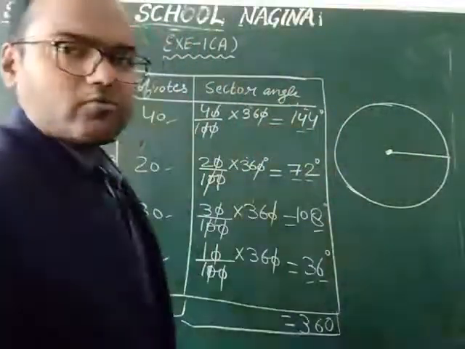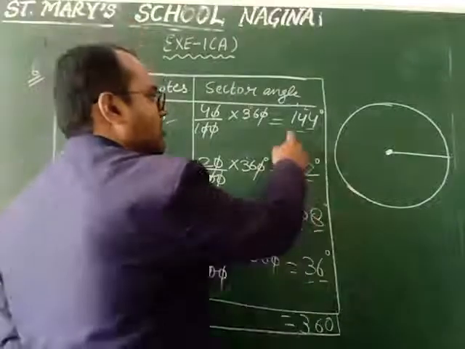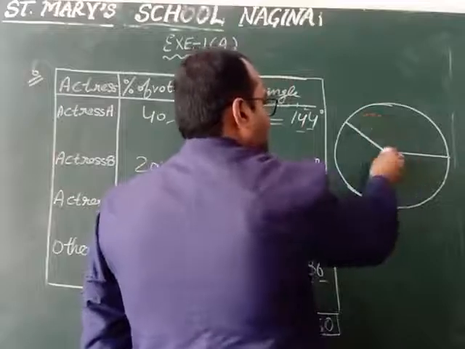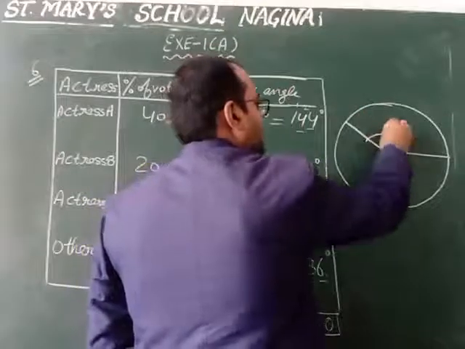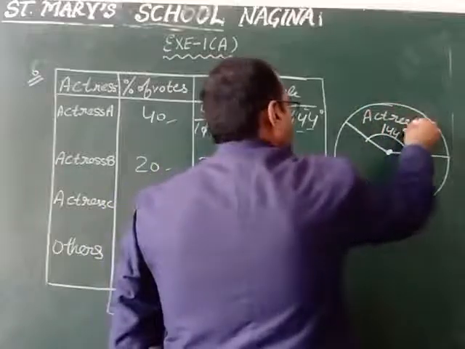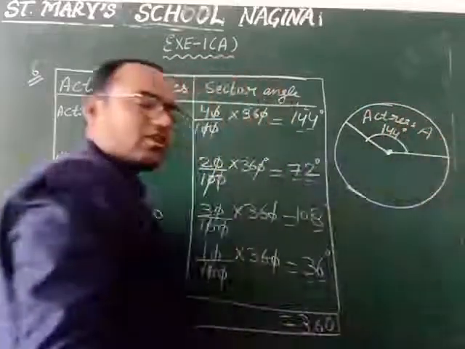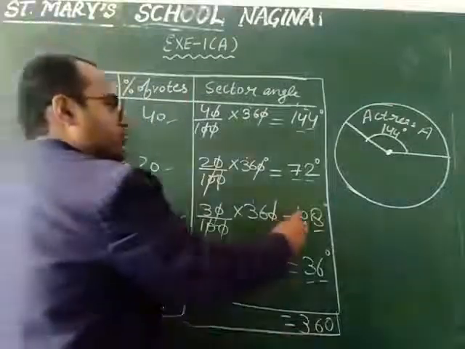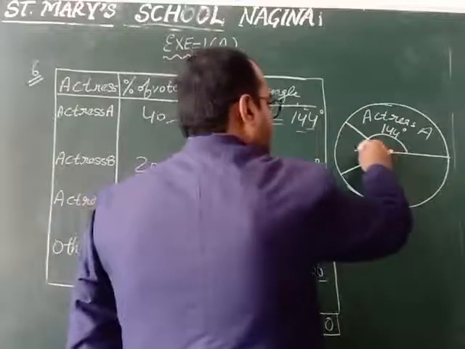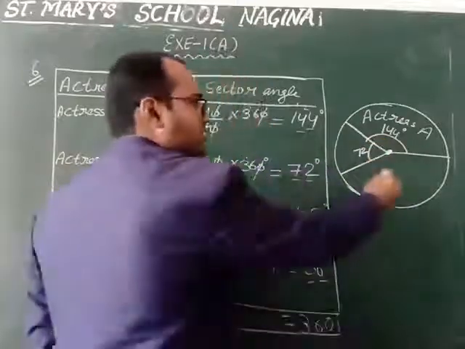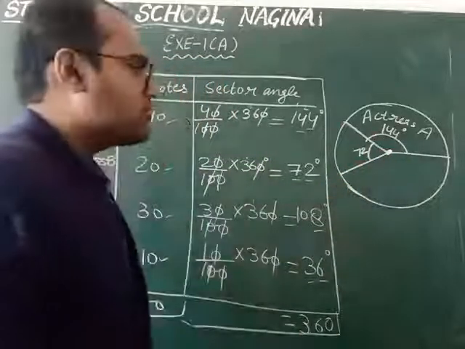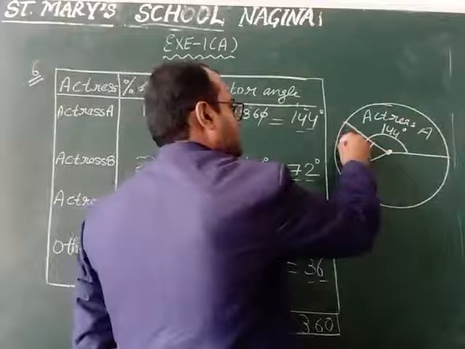On this line we have to keep the protractor and we have to draw an angle of 144. So when we will draw an angle of 144, then we will get this line. So here we will write this is 144 degree and this is for actress A. This much part is of actress A. Now 72 degree we have to draw. We will keep protractor on this line. After keeping protractor here, we will draw an angle of 72 and this is for actress B.